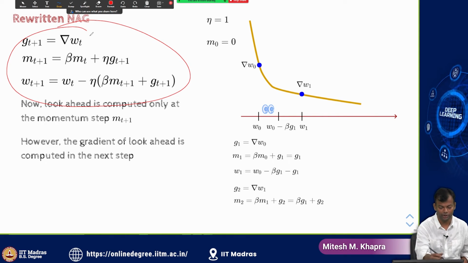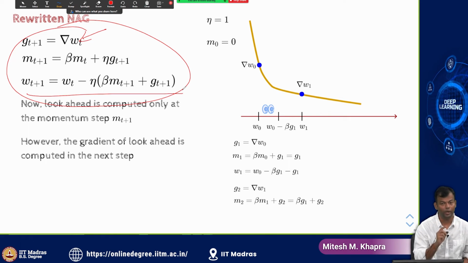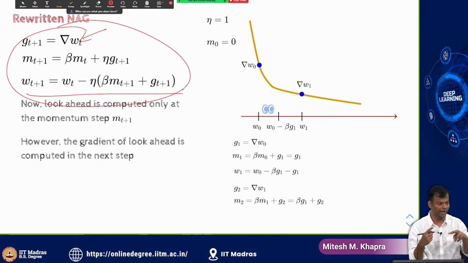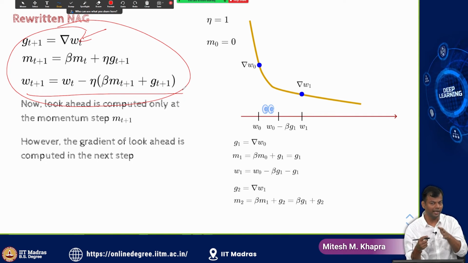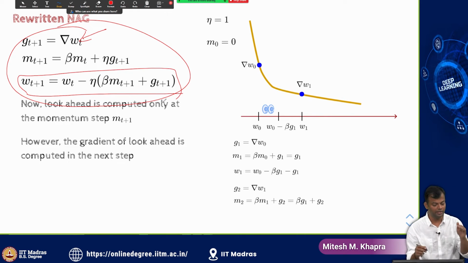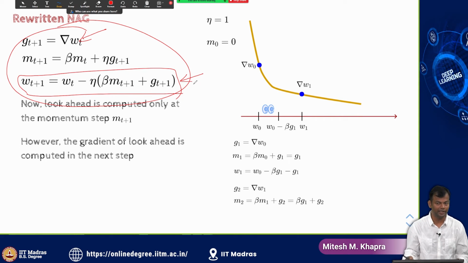At this point, you are not computing a temporary value of w. You're just computing a new value of w in one go. In the previous case, you had to compute a new value of w twice, once for the temporary look ahead and then one more time when you are updating, in this equation. Now all this you have encompassed into one single equation, right? So that's why you have rewritten NAG.